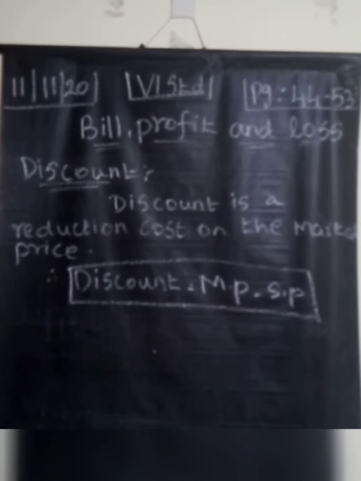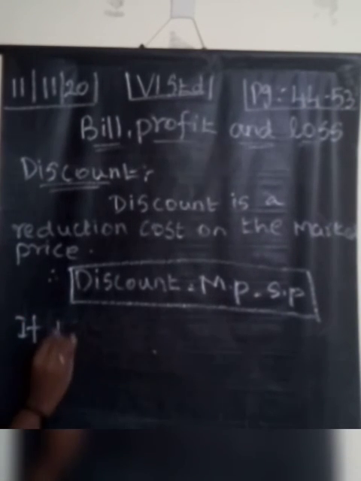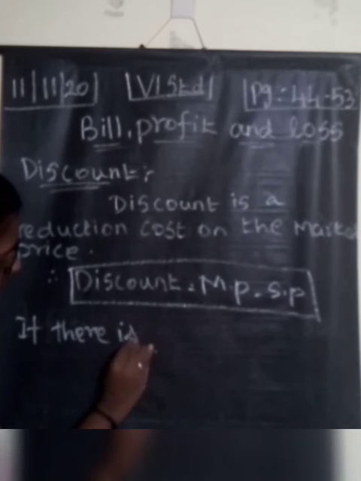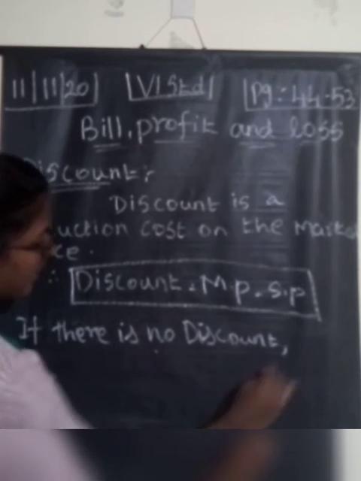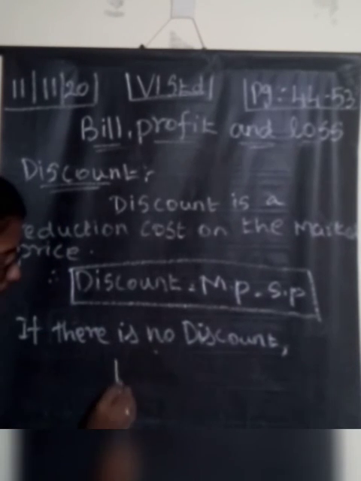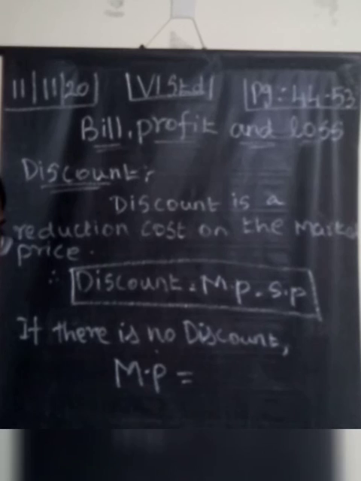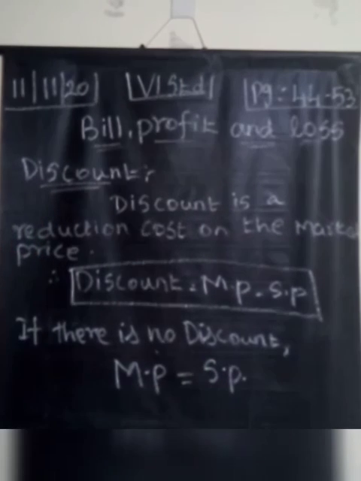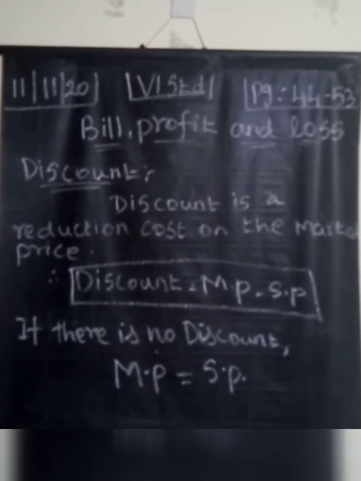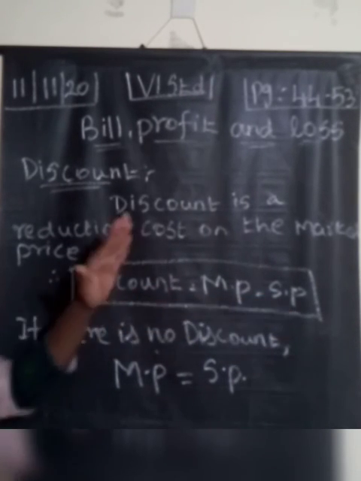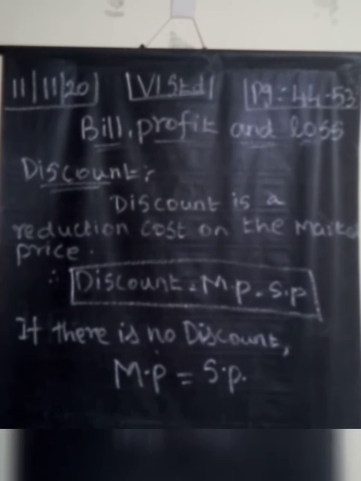If there is no discount, then marked price equals selling price. So to find the discount, subtract the selling price from the marked price. If there is no discount, the marked price should be equal to the selling price.